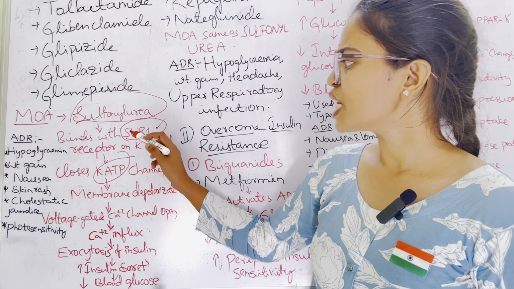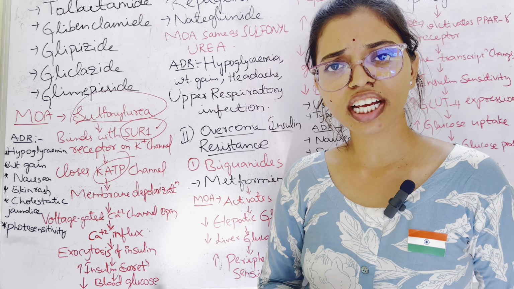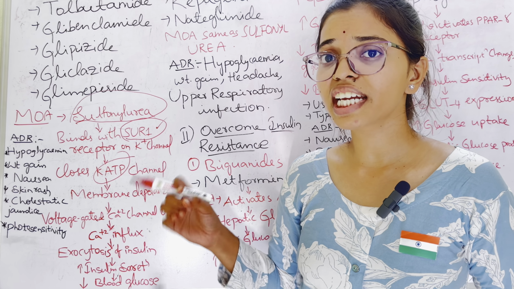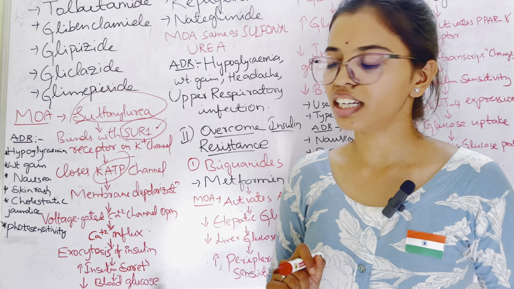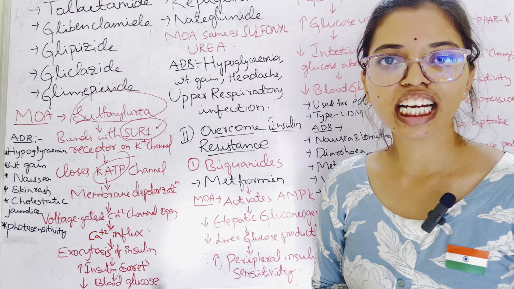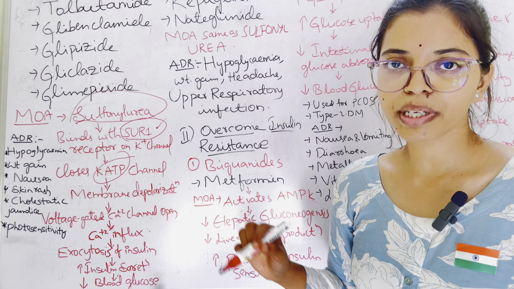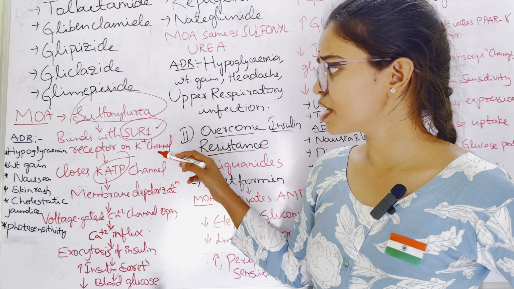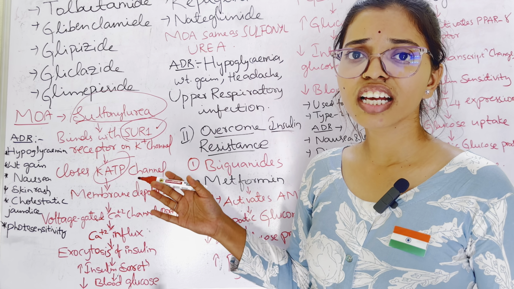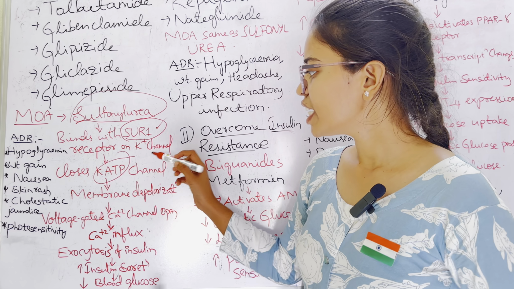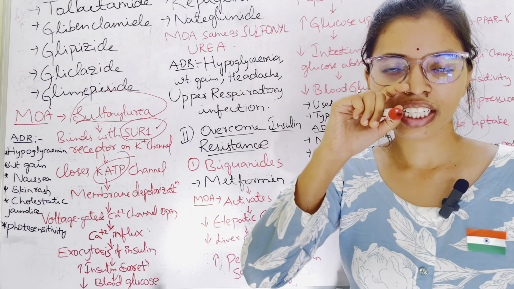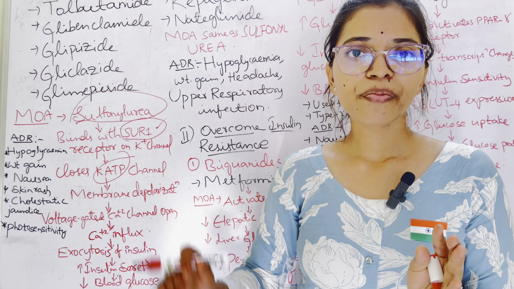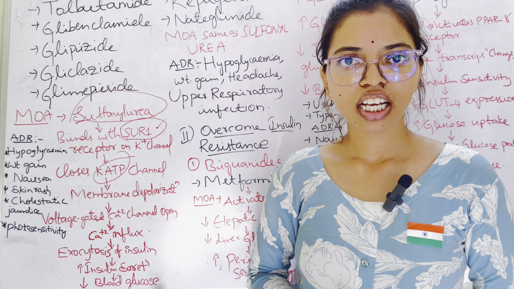The SUR1, SUR2A and SUR2B locations are different, but all these receptors regulate potassium ATP channels. Here SUR1 regulates the ATP sensitive potassium channel. When the drug binds with the SUR1 receptor, the ATP sensitive potassium channel closes, it shuts down, and the membrane gets depolarized. How does the membrane get depolarized? When the potassium ATP channel is closed, the efflux of potassium ions is reduced.